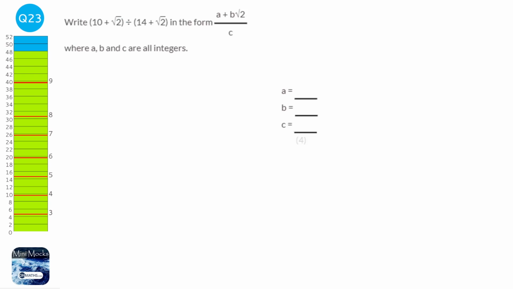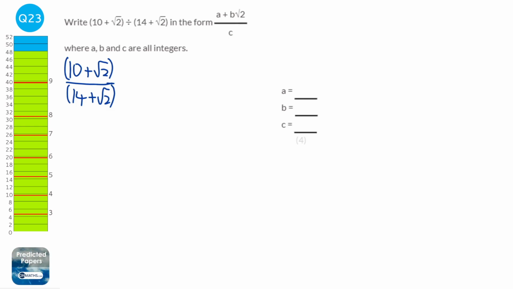So for this question, first thing to notice is there's a divide there, and we can actually just write this as a fraction. So 10 plus root 2 over 14 plus root 2. I'm going to keep the brackets there. We don't need them when it's in a fraction, but it will help us for the next step. So we're asked to change this into a fraction without a surd at the bottom, and so it's basically asking us to rationalise the denominator.